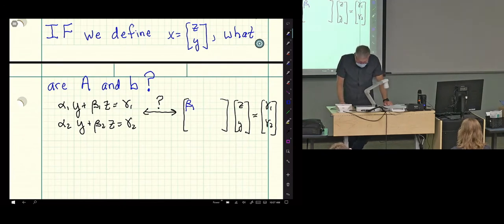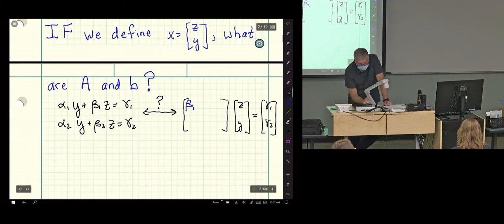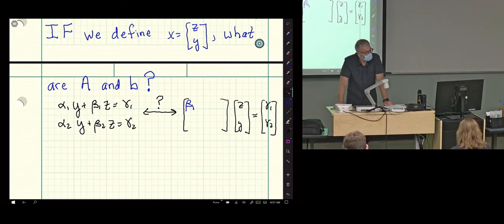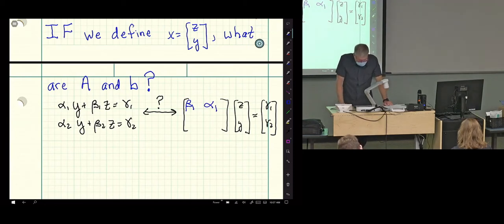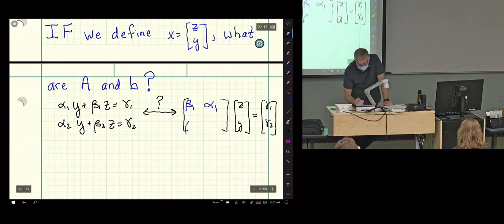Okay, so once we get warmed up like that, we're still looking at the first row of our matrix. Then the coefficient multiplying the second variable in our vector is alpha 1. And then we move on to the second row, and we look at what's multiplying our first variable, which is z, and then we would have beta 2, and what's multiplying our second variable, y, is alpha 2.